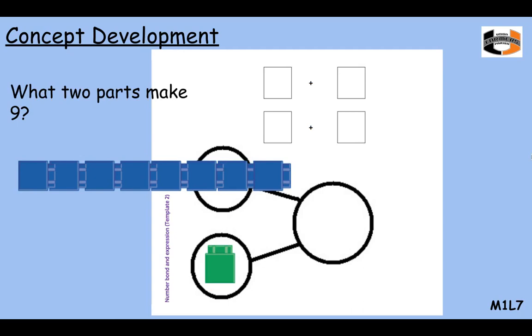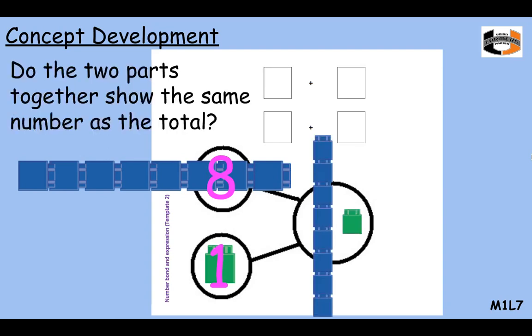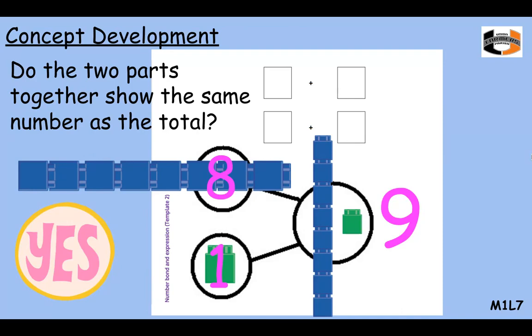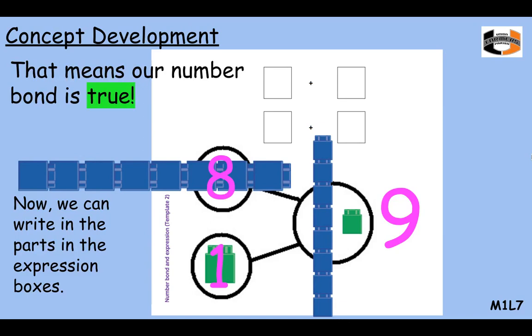What two parts make 9 this time? 8 and 1. Do the two parts together show the same number as the total? Yes. That means our number bond is true. Now we can write in the parts in the expression boxes. 8 plus 1 makes 9, and 1 plus 8 equals 9.